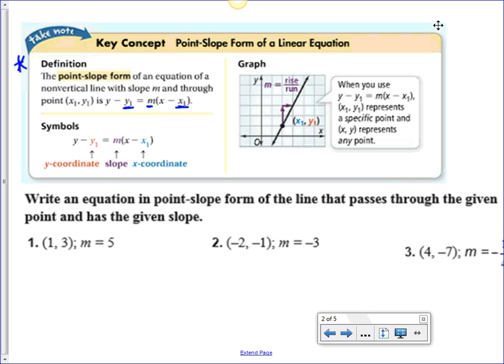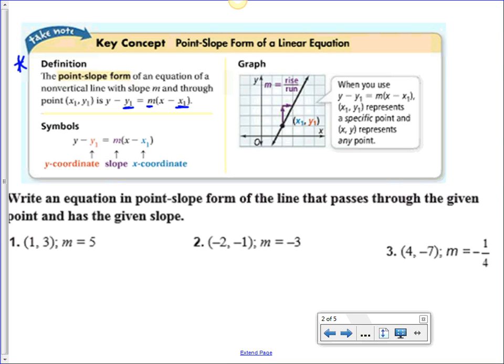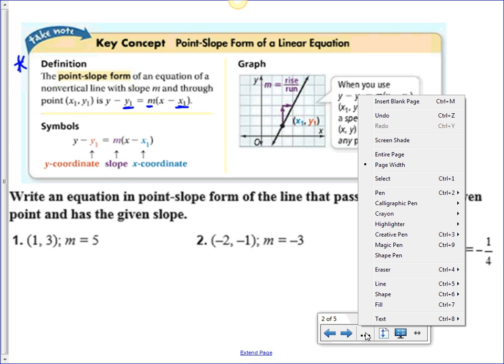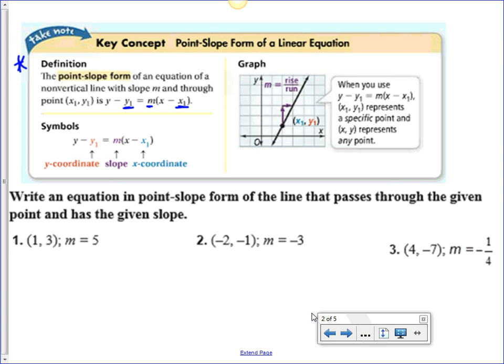So let me see if I can get to a, I'm going to slide that over just a little bit. Okay. So on the bottom here, it says write an equation in point slope form. The line that passes through the given point has given slope. So if we take a look up here at this part right here, we can see what we're going to need to do.